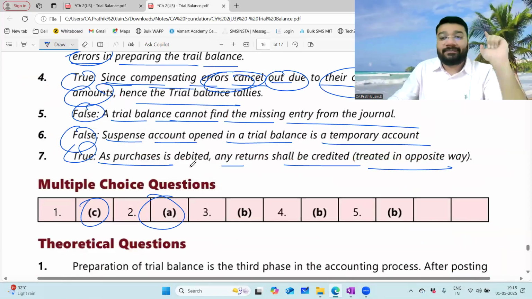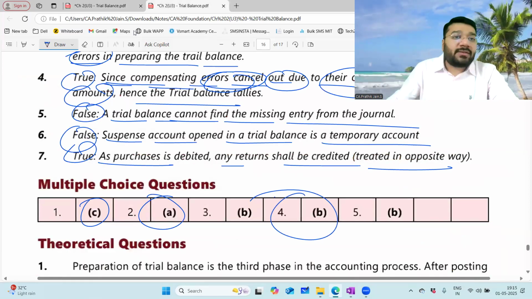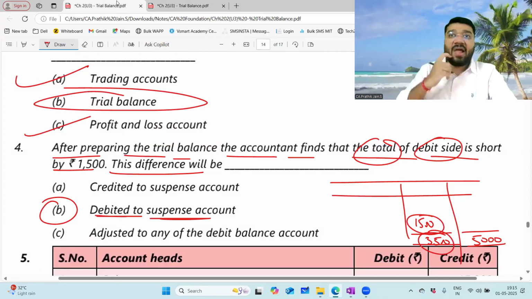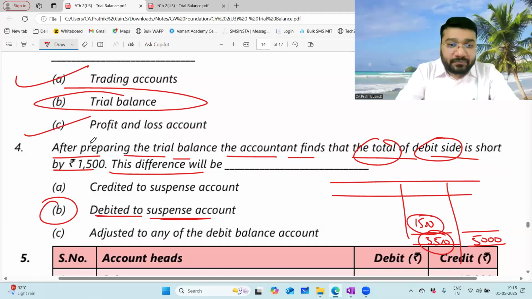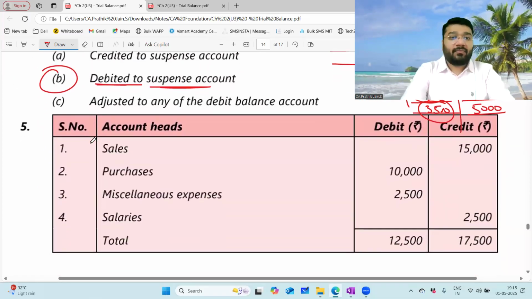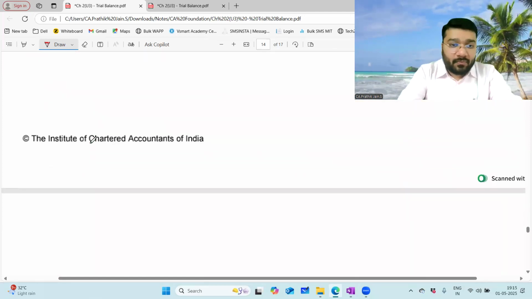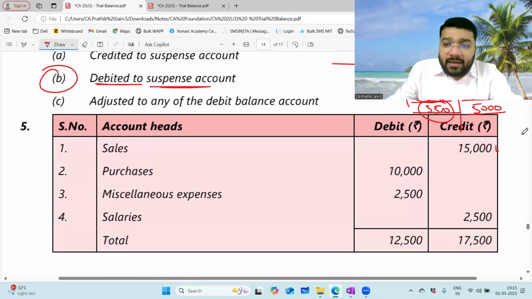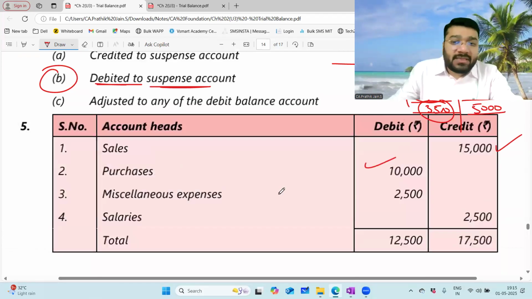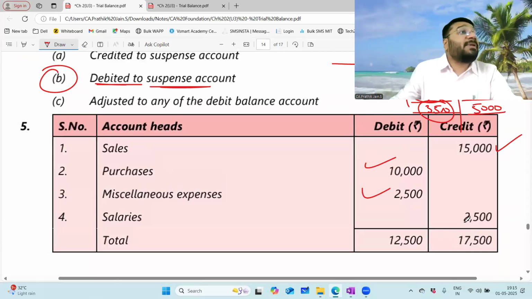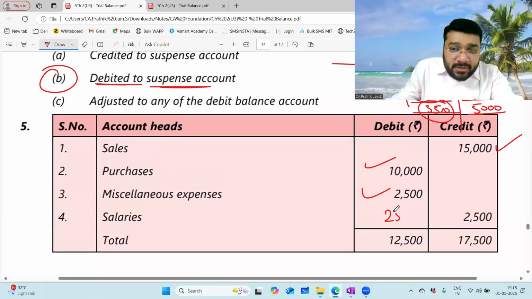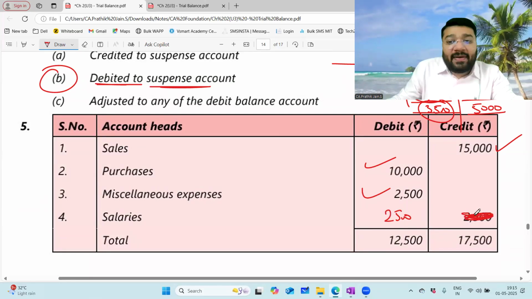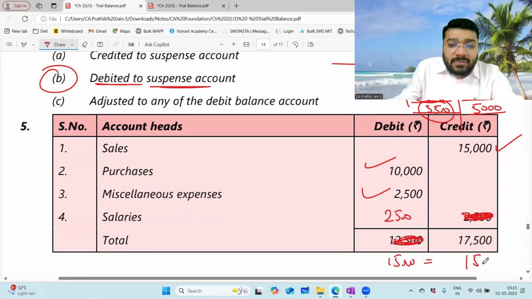4B is the right answer. Any problem? Now, what is the problem? Sale credit okay. Purchase debit okay. Miscellaneous expense 2005 debit okay. Salaries expense. Expense should come on the debit side. I'll put 2500 here. So in that case, what is the revised balance? This becomes 15,000 and this becomes 15,000.